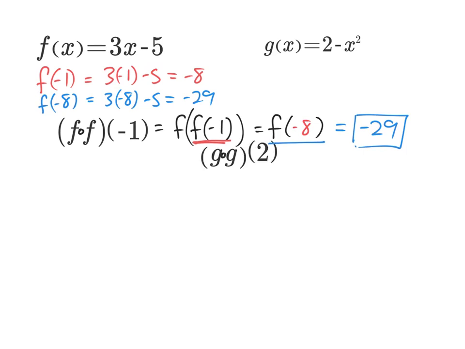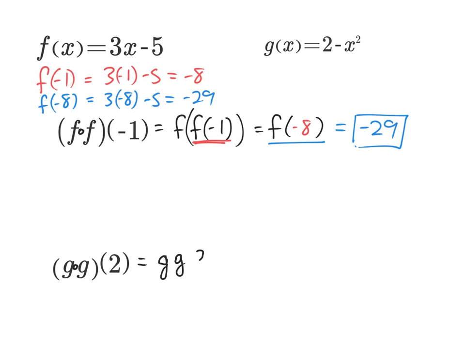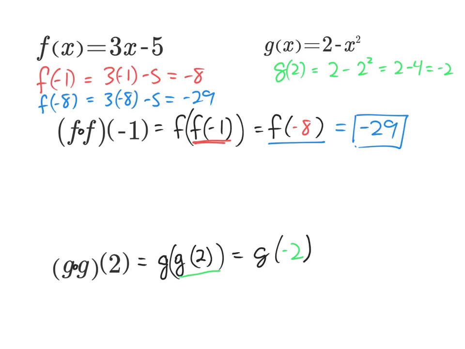All right, now let's do this one right here. So g of 2 is going to be the same thing as writing this as g of 2. So what I'm going to do is I'm going to do this piece right here first. g of 2 is the same thing as 2 minus 2 squared, which ends up being 2 minus 4, which is negative 2. So I can rewrite this as g of negative 2.